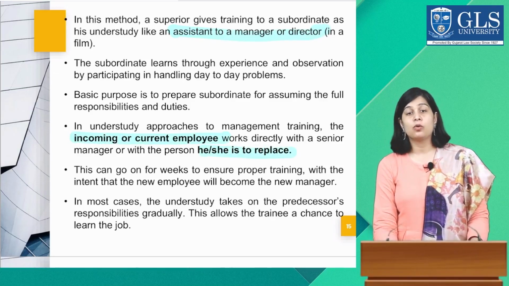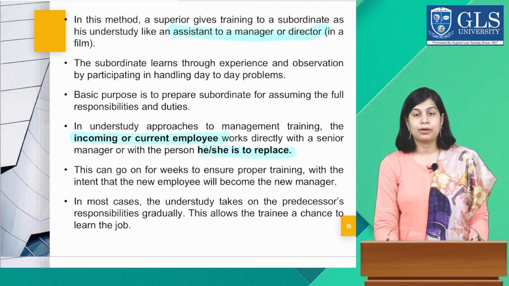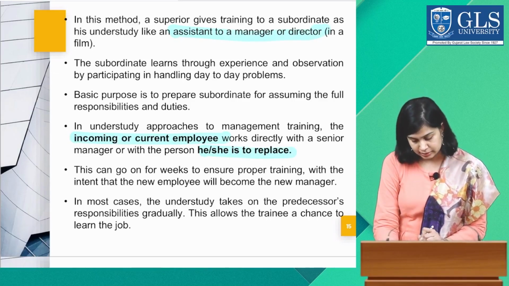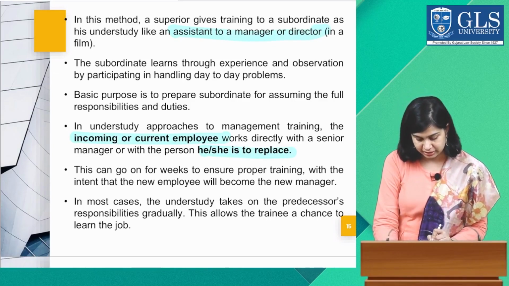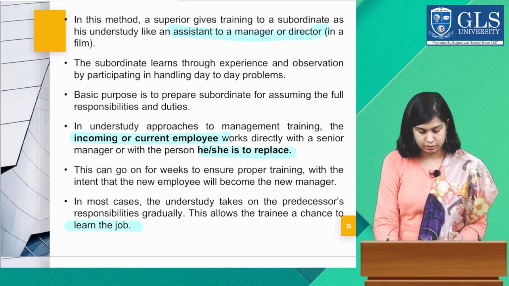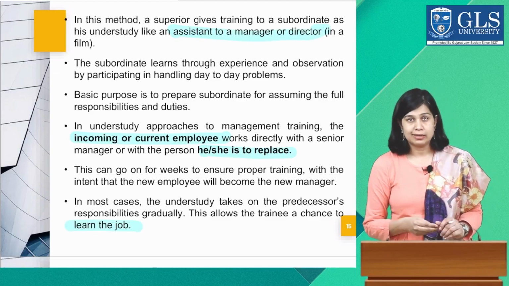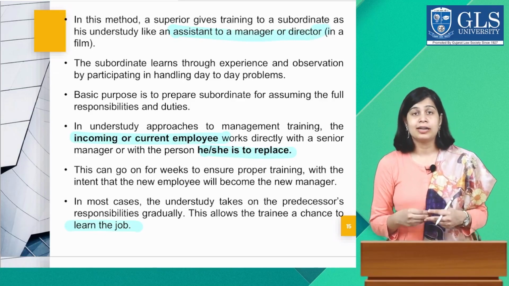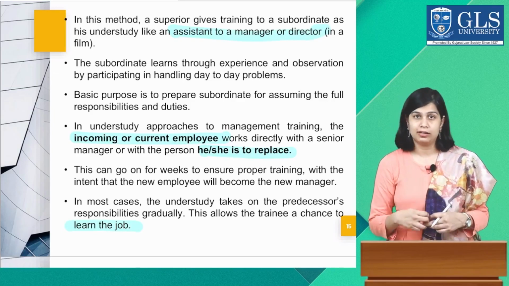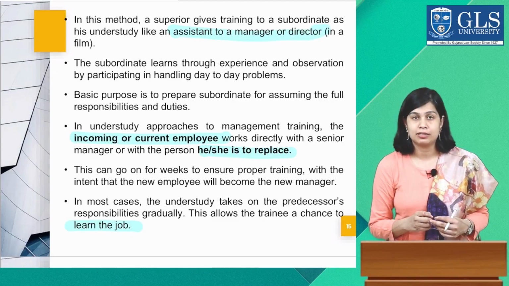This training can go on for weeks to ensure proper training with the intent that the new employee will become the new manager. In most cases, the understudy takes on the predecessor's responsibility gradually. This allows the trainee a chance to learn the job. So now we are clear what is understudy. You are studying or learning directly under the senior, your direct senior, direct supervisor, just like assistant director, assistant manager, and so on.